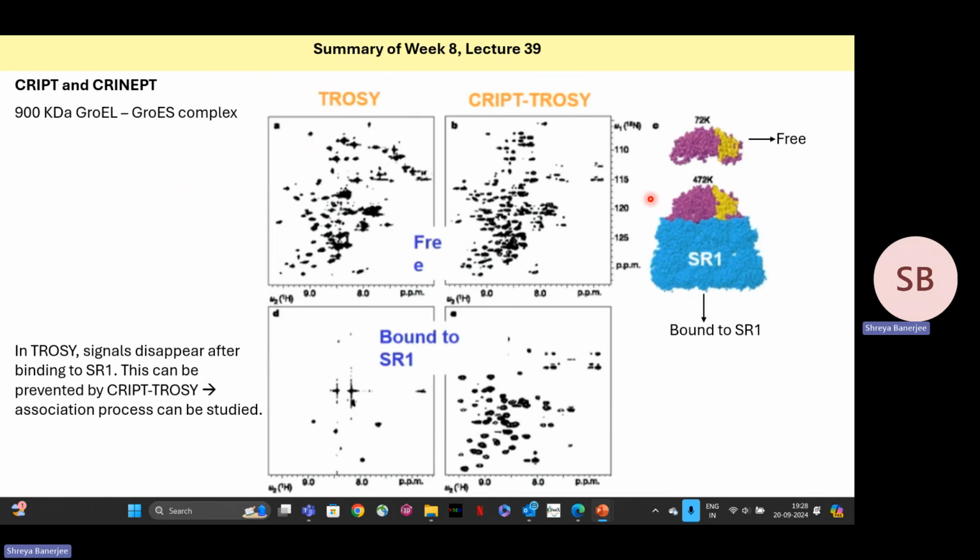So for this kind of high molecular weight complexes, if you want to study the association process, TROSY is coupled with another experiment called CRYPT or CRINEPT. In this experiment, again, we don't need to go into the details. You can just remember that the number of peaks are retained. You can see that even after binding to the SR1, if you are doing CRYPT TROSY, the number of peaks are retained. So you can resolve the spectra and assign the peaks even upon binding. So this is another modification of 2D NMR in order to study large protein aggregates, especially the binding process.